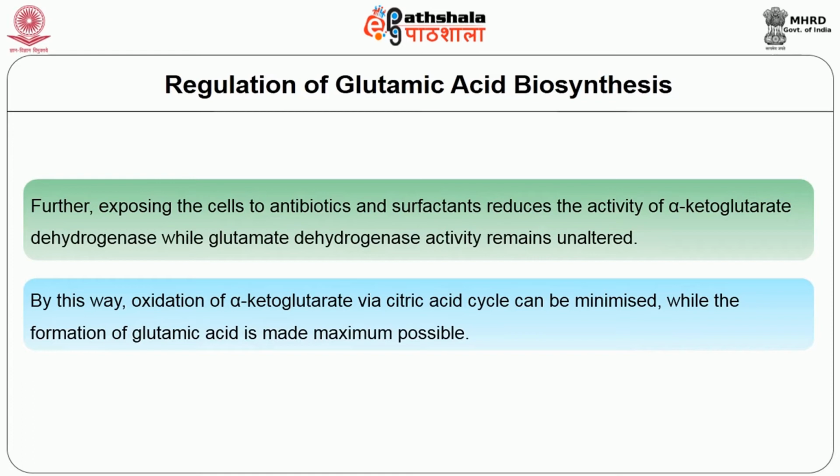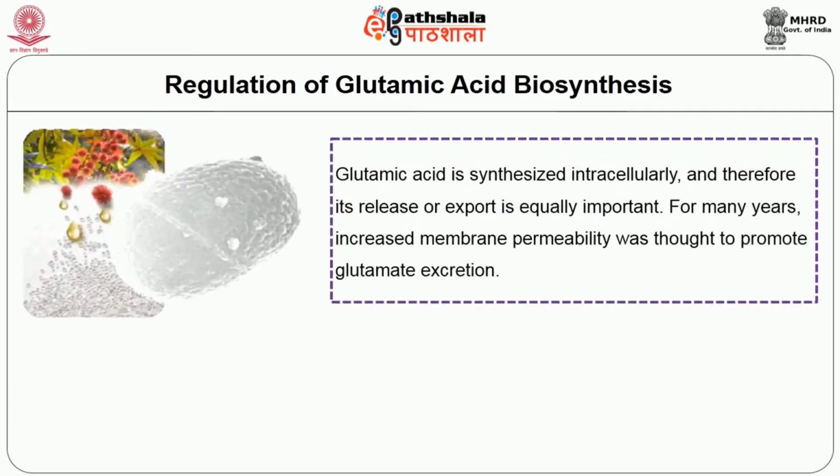made maximum possible. Glutamic acid is synthesized intracellularly and therefore its release or export is equally important. For many years, increased membrane permeability was thought to promote glutamate excretion. Recently, however, export via a specific efflux transporter has been proposed as a mechanism for avoiding exceptionally high levels of intracellular glutamate. Such an exporter has been proposed by analogy with the LysE transporter that is responsible for lysine and arginine export in Corynebacterium glutamicum.